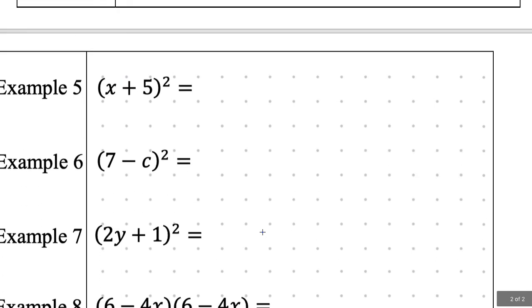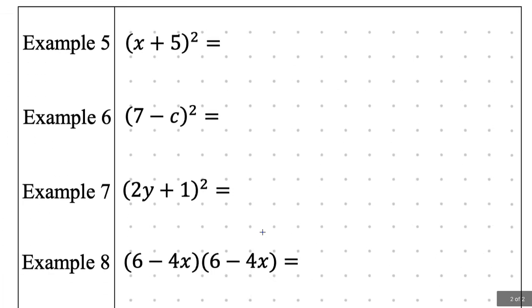All right, so let's try it out. Every single time you're doing this, you don't have to physically do this action, but you need to mentally be doing it. You're like, okay, first I'm going to square the first, then double the product, and then square the last. All right, so this is (x + 5) squared.